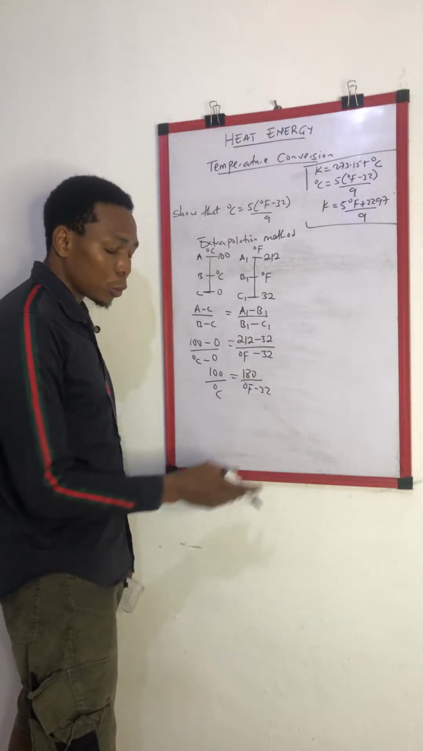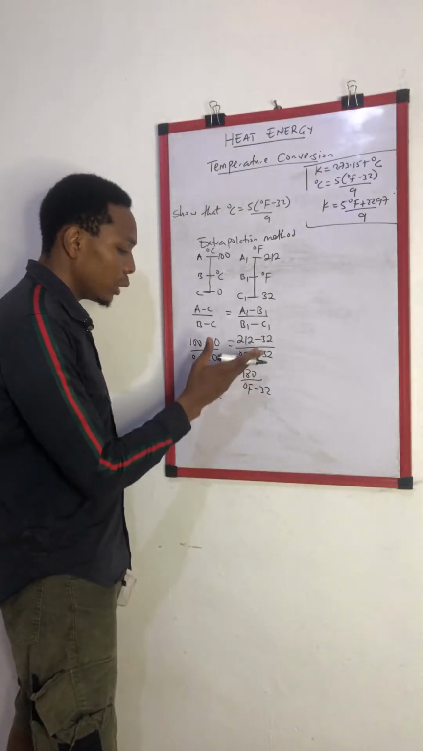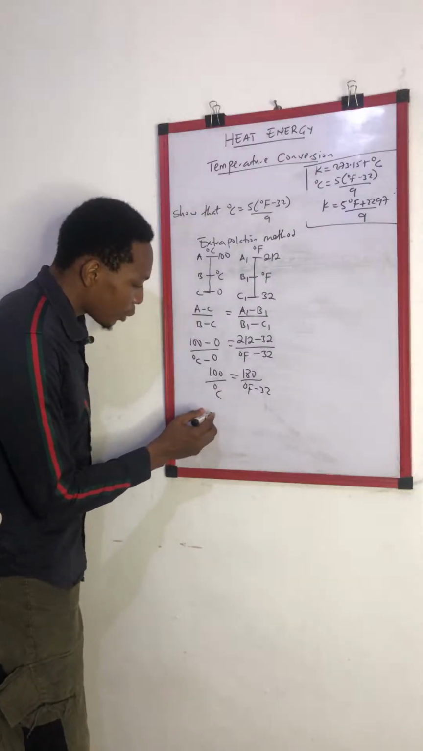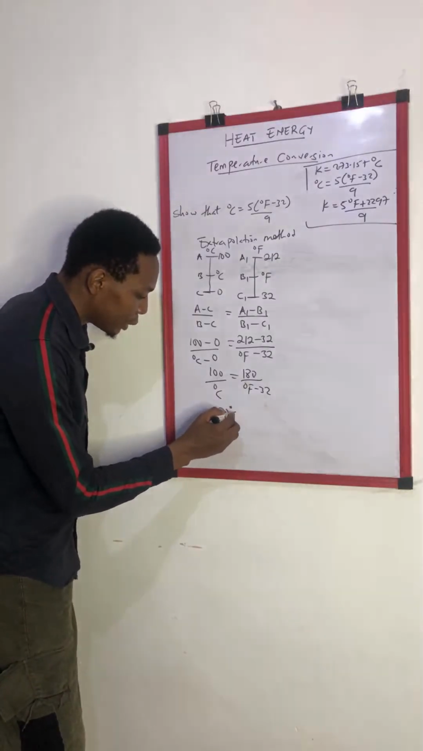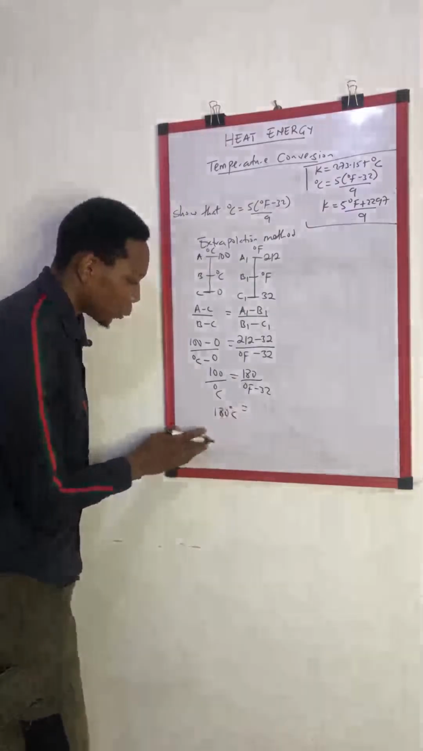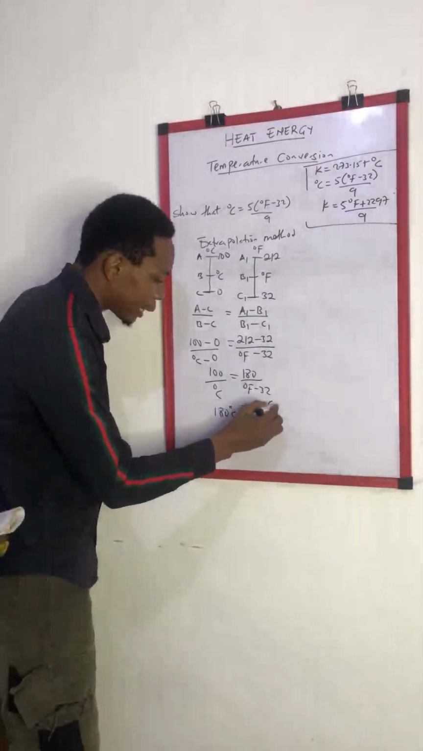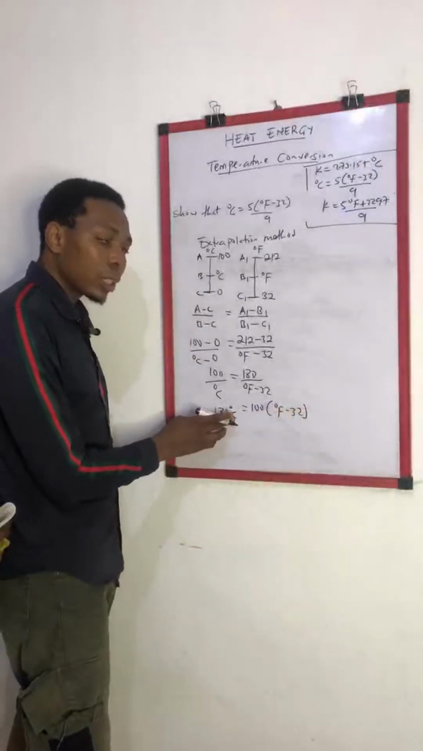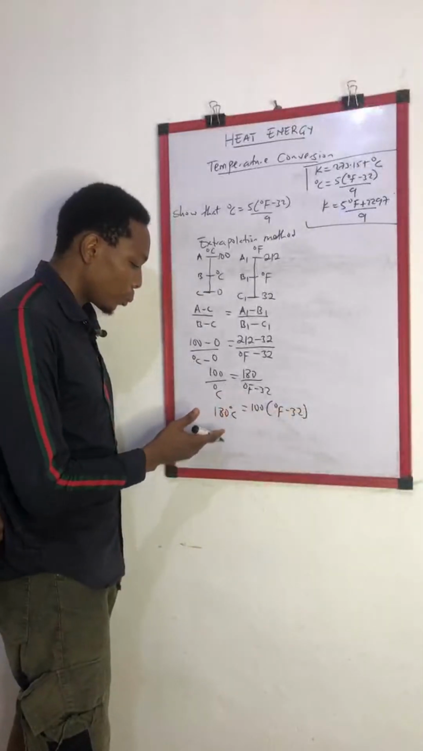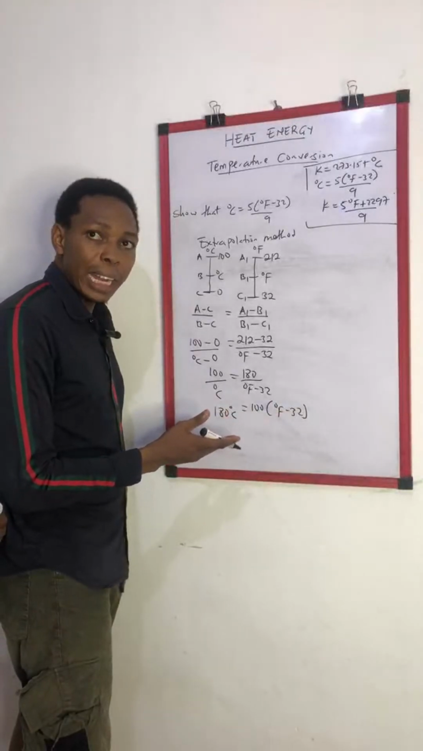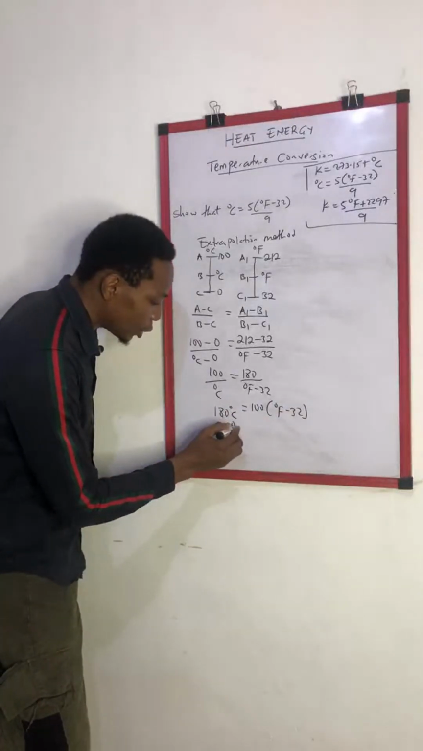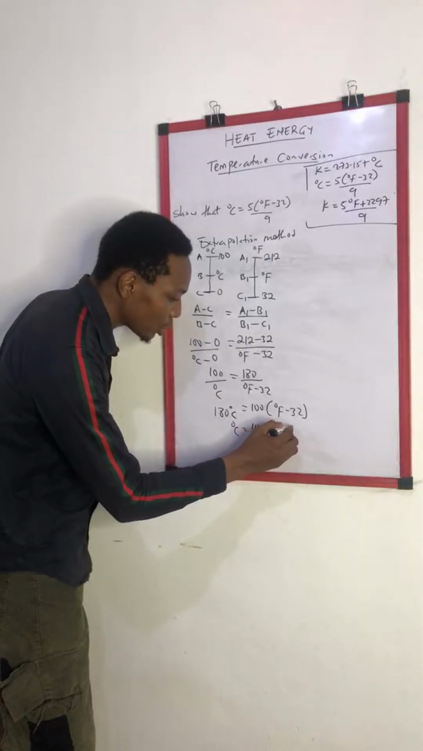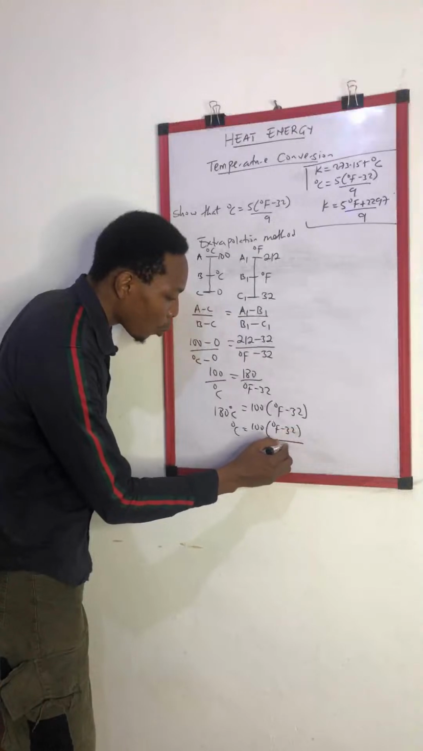Okay, a variable cannot subtract a value. So what do you do here? We cross multiply. So if we cross multiply, we are going to have 180 degrees Celsius equals 100 bracket degree Fahrenheit minus 32. From here, since we are looking for degrees Celsius, you divide both sides by 180. So our degree Celsius equals 100 bracket degree Fahrenheit minus 32, then all over 180.